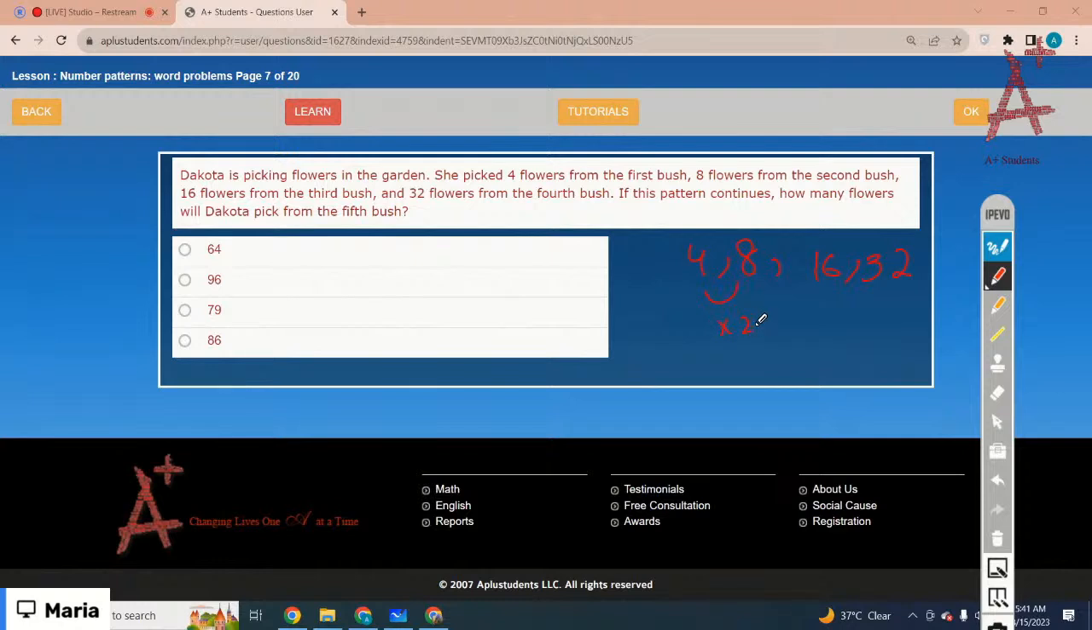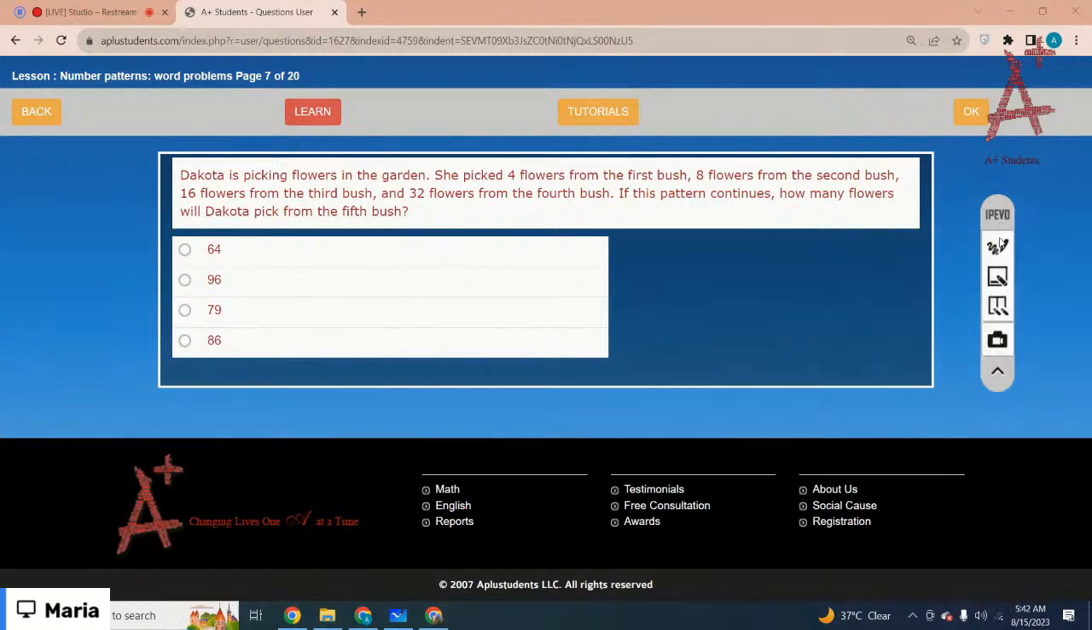4 times 2 is 8, 8 times 2 is 16, 16 times 2 is 32. So for the next one, you have to do 32 times 2. So 32 times 2 makes 64. That means from the fifth bush, she has to pick 64 flowers, right?